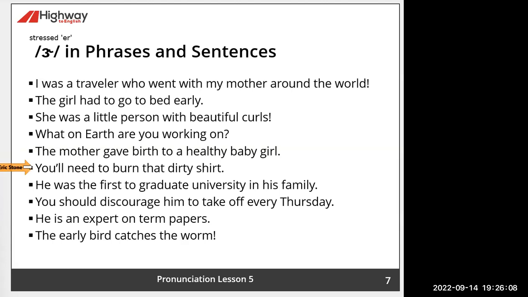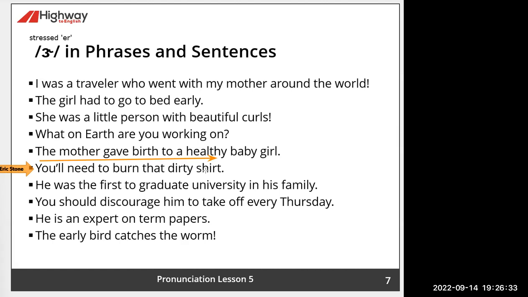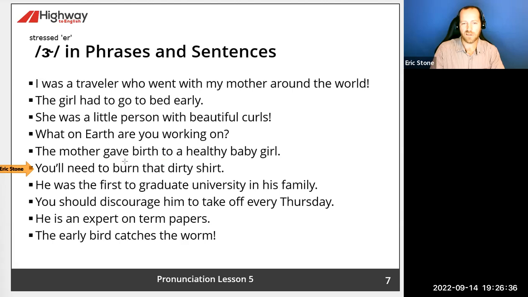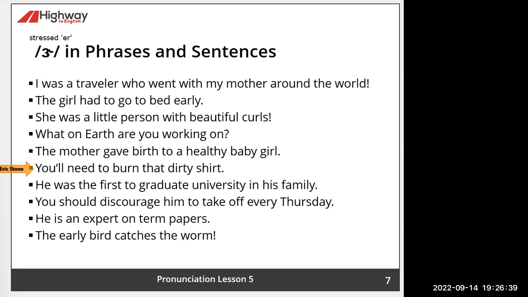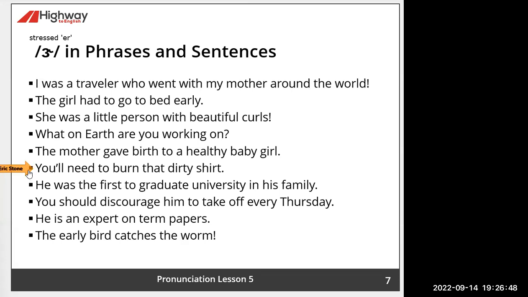You will need to burn. Who was reading that? Basima, wasn't that you? It's her. It's Zahur. Okay. You didn't finish reading. You stopped at burn. Okay. All right. Sorry. That's okay. The mother gave birth to a healthy baby girl. You'll need to burn that dirty shirt.